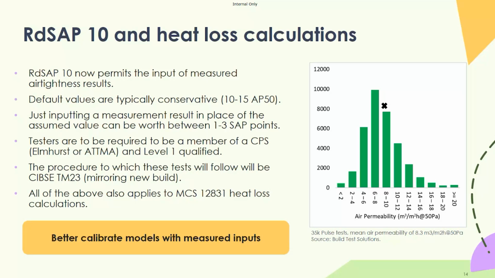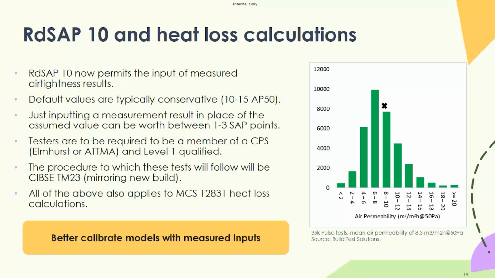It wouldn't be unusual to see a heat loss calculation done entirely with assumptions telling you that you might need a 10 kilowatt peak heat pump, and then to plug in an air tightness test and that shifts to an 8 kilowatt peak system, or dare I say even a 6 kilowatt peak system.